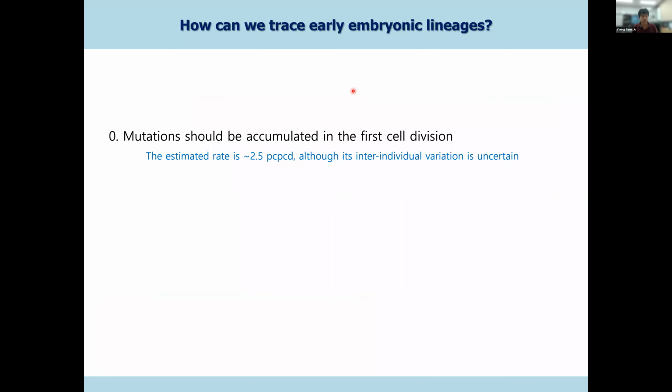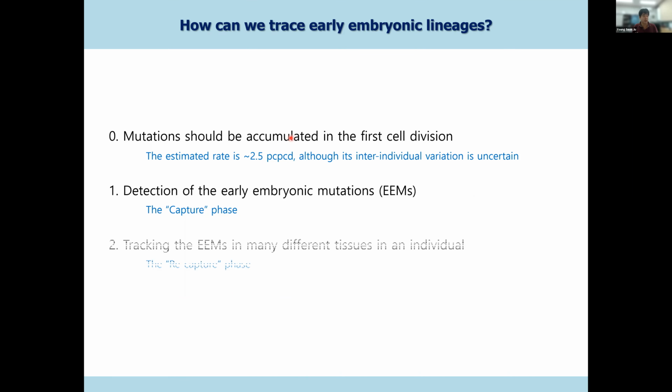For the application of a similar project with a similar approach in human development, two necessary conditions should be met. One is that mutations should accumulate in the first cell divisions. And the estimated rate was 2.5 per cell division, although its inter-individual variation is uncertain. Anyway, it is higher than 1, so we can try the project. The first step of the project should be the detection of the early embryonic mutations. We termed it the capture phase. And after we identify the early embryonic mutations, or EEMs, we should track those EEMs in many different tissues in an individual, which was termed the recapture phase.